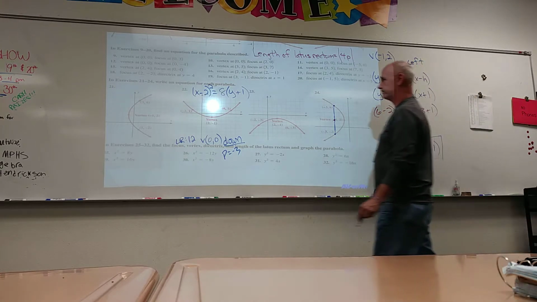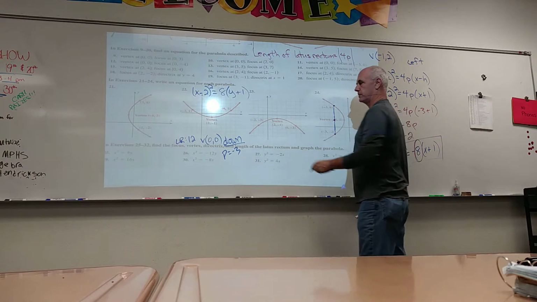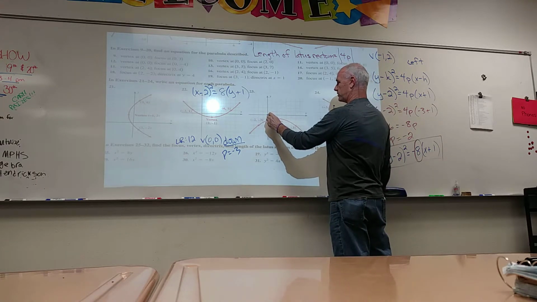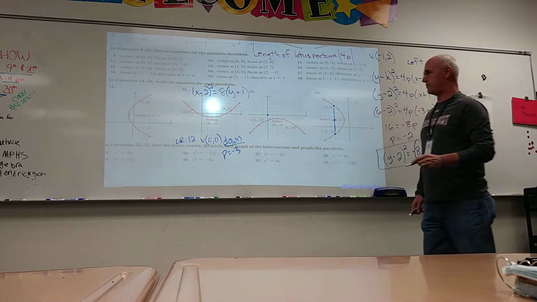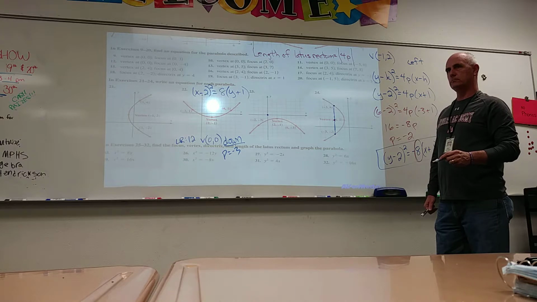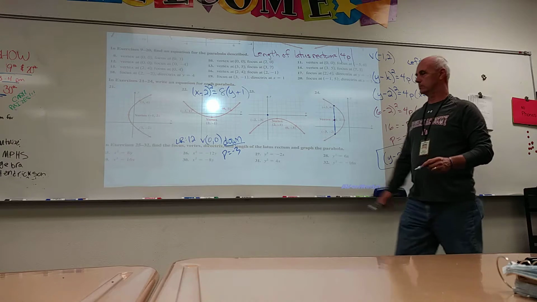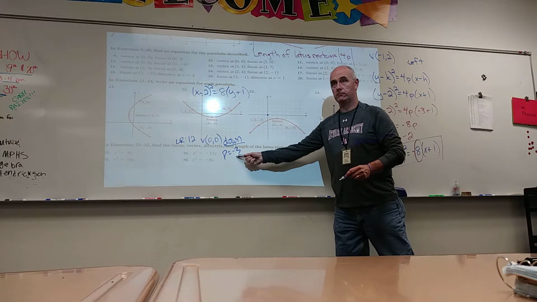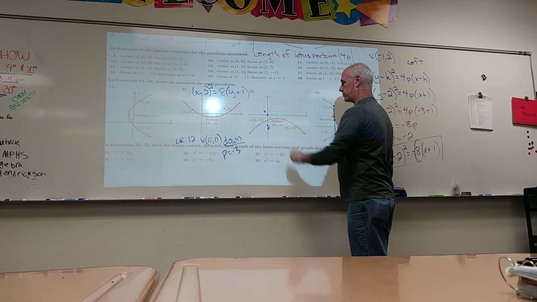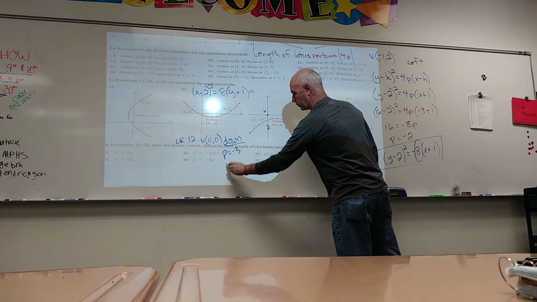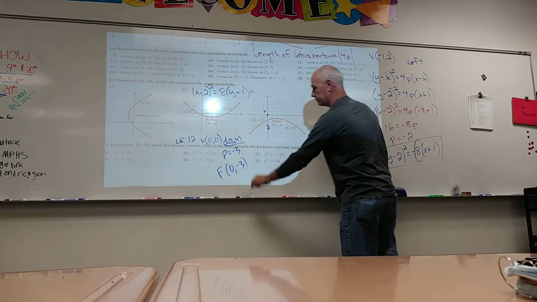I'm going to graph it on this thing just so I have a general idea what I'm doing here. Vertex is 0, 0. It opens down. p is 3. To get to the focus, where do we have to go? Down 3. 1, 2, 3. Vertex, focus. What are the coordinates of the focus? 0, negative 3.